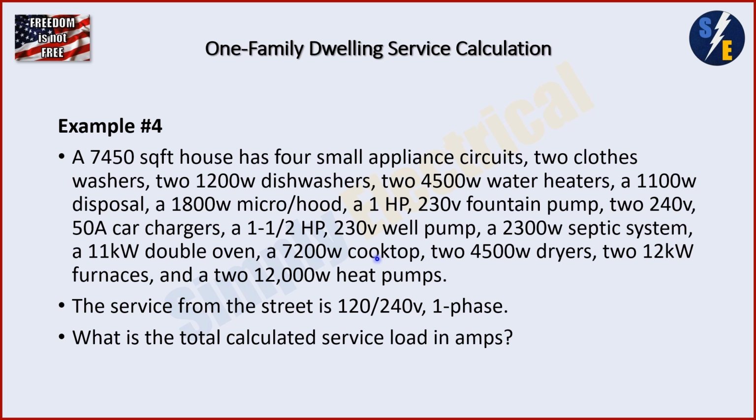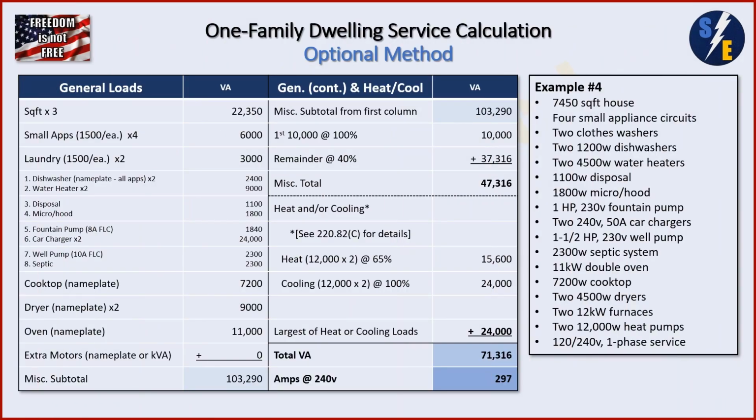Okay, last one. We have a big house, 7,450 square foot, and then we have a lot more loads here. Okay, 7,450 times 3 is 22,350. Now it tells us we have 4 small appliance circuits, so instead of the 3,000 for the 2 minimum, we have to double that, so it's 6,000. We have 2 clothes washers, so we have to double that also, so that's 3,000. And then we have a couple of dishwashers, a couple of water heaters, disposal, micro hood, fountain pump.